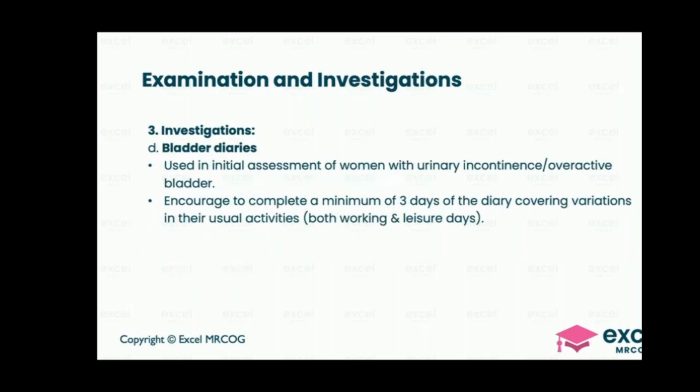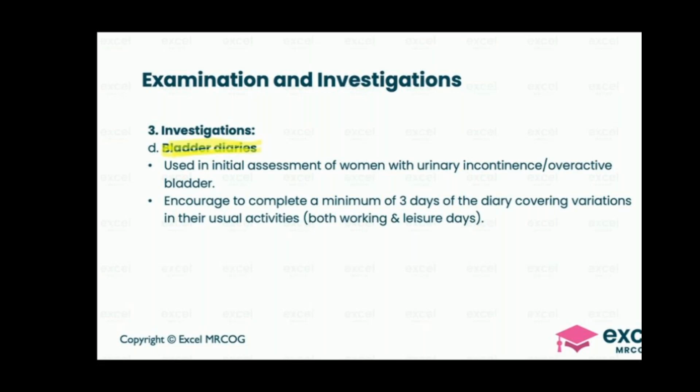Now, this is a college favorite question. What is it? Bladder diary. It is used in the initial assessment of women with urinary incontinence, particularly overactive bladder. For both types of incontinence, you will definitely use a bladder diary. You need to tell them to maintain a 3-day bladder diary. That means, what is a bladder diary?